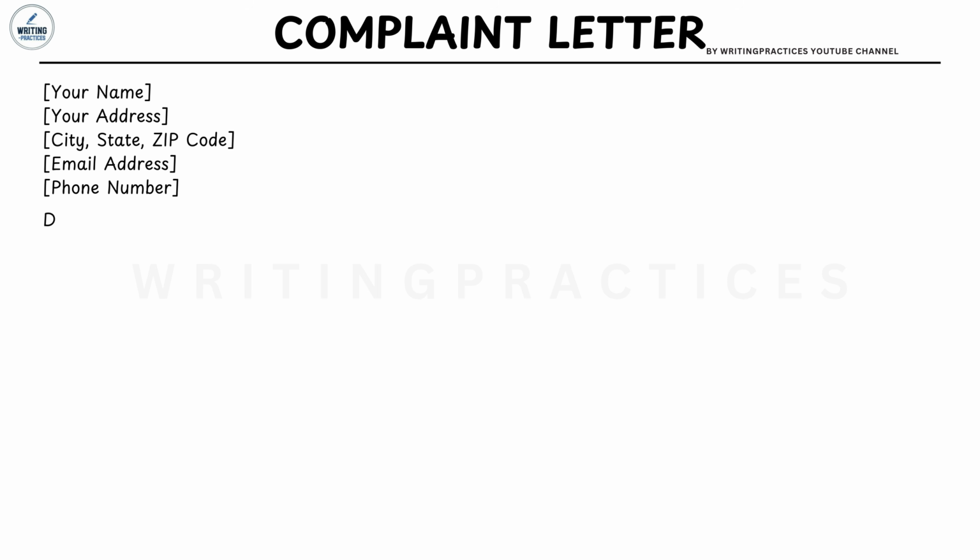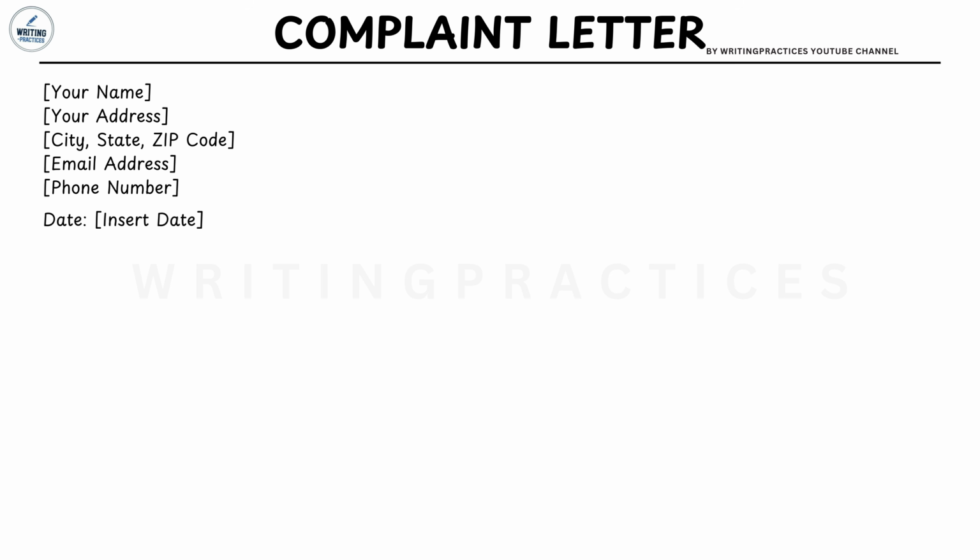Step 2. Add the date. After your contact details, add the date. This is a simple but important step. The date shows when you sent the complaint, which is especially helpful if you're asking for a time-sensitive resolution. Just be sure to format it correctly, like October 11th, 2024.